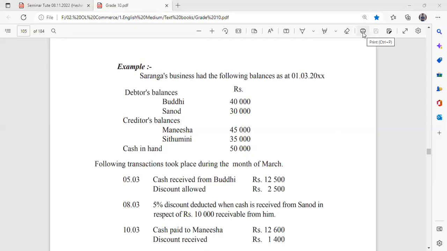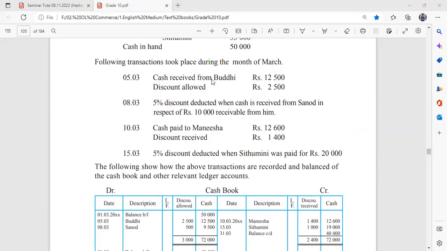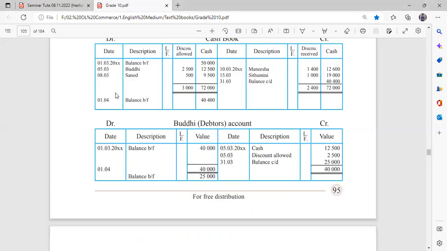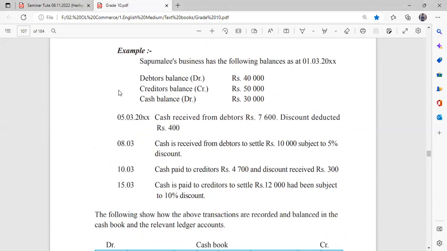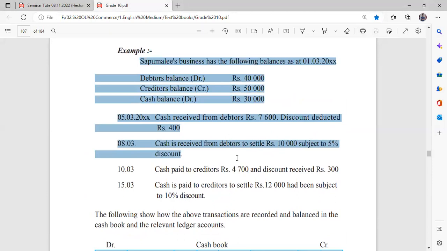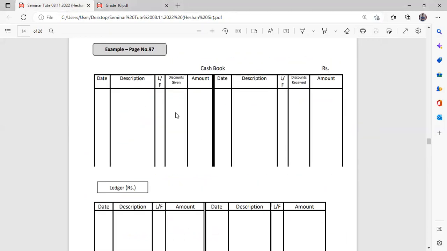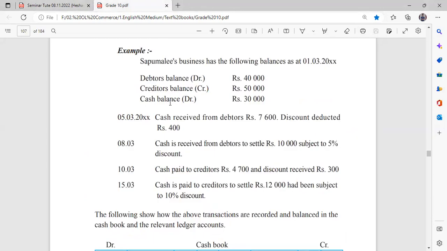Hello everyone. Last Tuesday, we did up to Saranga's business example on page number 95, right? So we did the full calculations, and also I gave you a brief introduction on how to record the transactions related to Sapumali's business. We did it as well, but I'm going to explain this again.